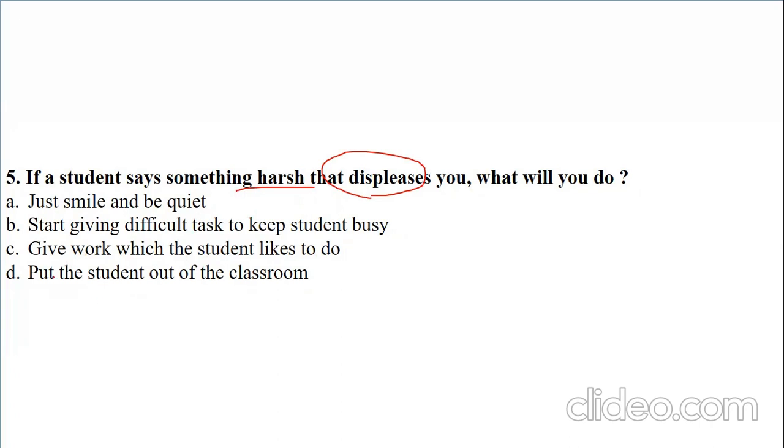So definitely, putting the student out of the classroom, you can't do this. Giving difficult tasks to the student, you can't do that. Just smile and be quiet, definitely it is a question of your self respect, so you can't do this. The option left with you is to make this child understand very properly according to what he likes. So the answer is: give the work which the students like to do, and out of that teach the student how to respect elders. So the correct answer for this question is option C.